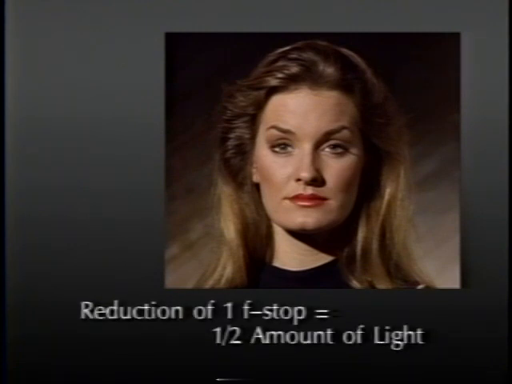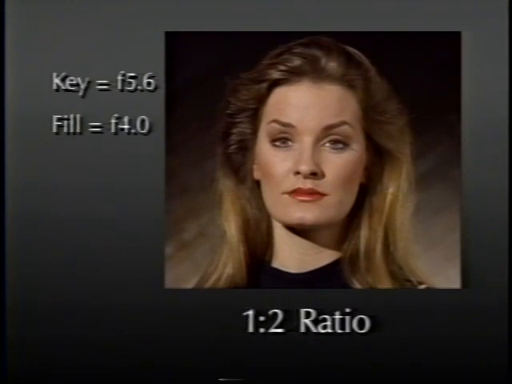Since a reduction of light equal to 1 f-stop is exactly 1/2 the amount of light, a meter reading in the shadow area of 1 f-stop under the key light reading would mean that there is only 1/2 the amount of light in the shadow area as in the key light area. This would be a 1:2 ratio.